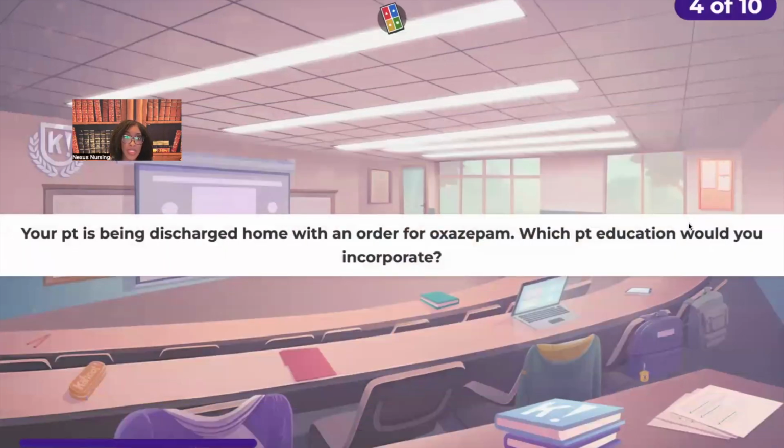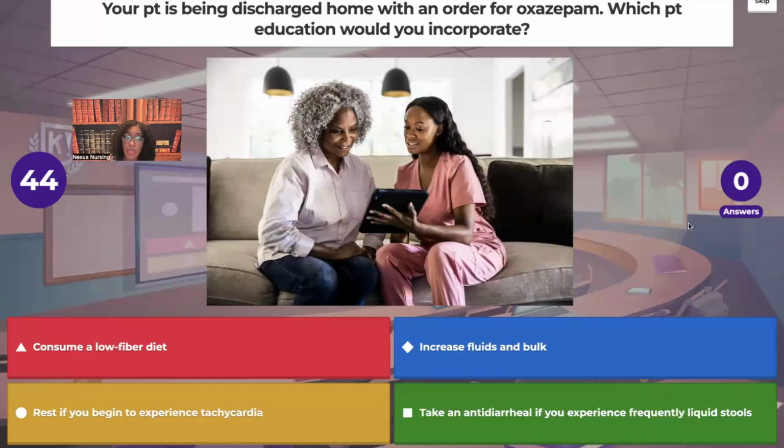All right. Your patient's being discharged home with an order for oxazepam. Which patient teaching would you incorporate? Would it be consume a low fiber diet? Would it be increase fluids and bulk? Would it be rest if you begin to experience tachycardia, or take an antidiarrheal if you experience frequent liquid stools?